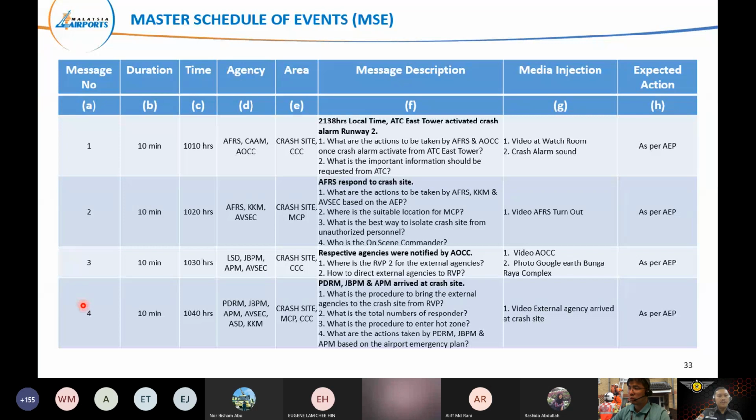This is an example for message. So duration for each message. So how the controller or the facilitator wants to facilitate this message, just within 10 minutes. So 10 minutes, 15 minutes, it is up to how many questions, how many discussions to be conducted during the respective message. Why is this duration important? Because we have allocated the time, because we don't want other agencies to feel burdened to participate in the exercise.